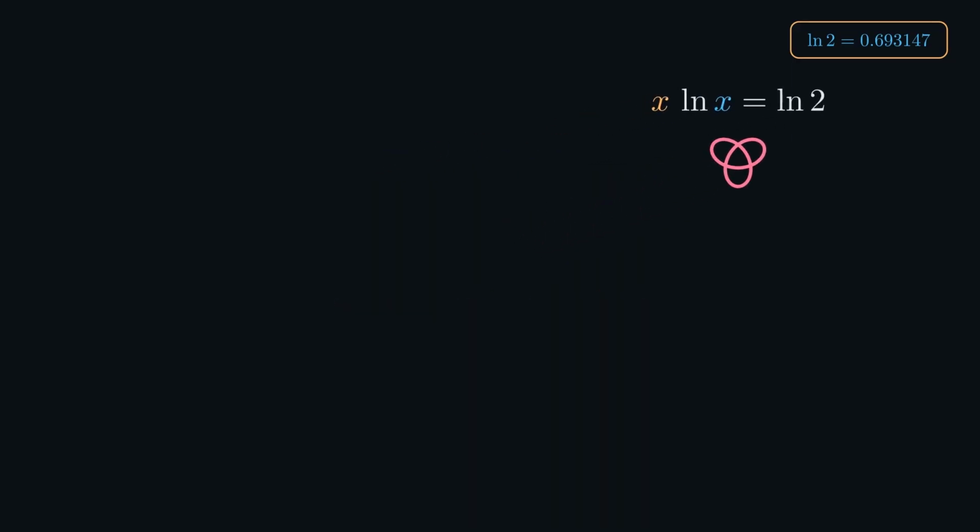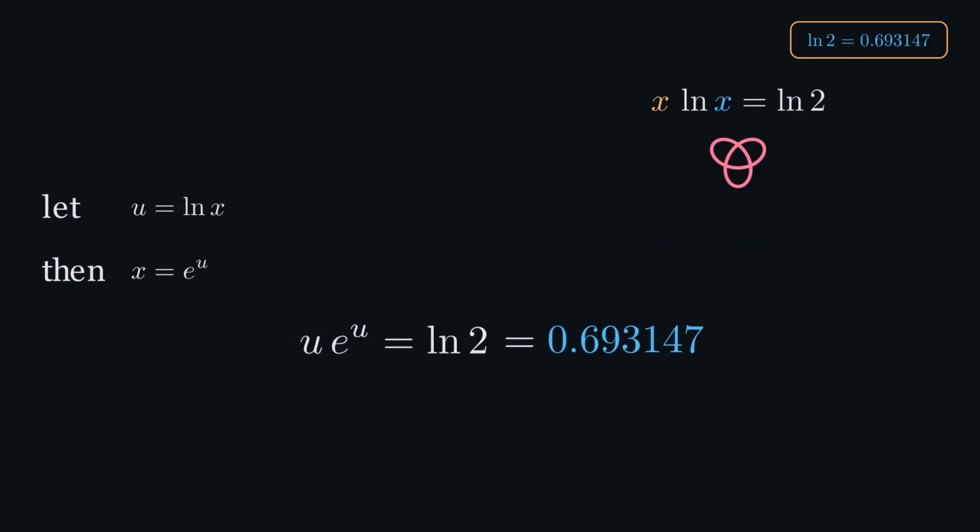Let me try to untangle with a substitution. The annoying part is natural log of x, so give it a name. Let u equal natural log of x. Then x itself is e to the u. Substitute both. e to the u times u equals natural log 2. So u times e to the u equals 0.693147. Stare at that. u appears twice.